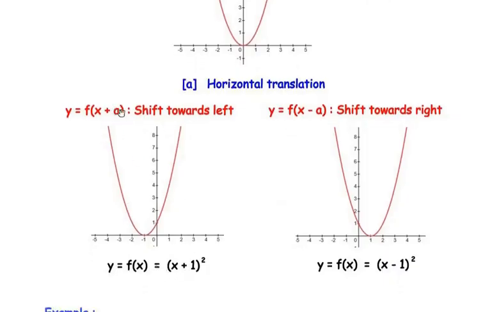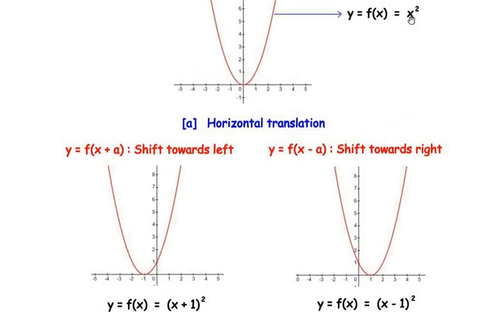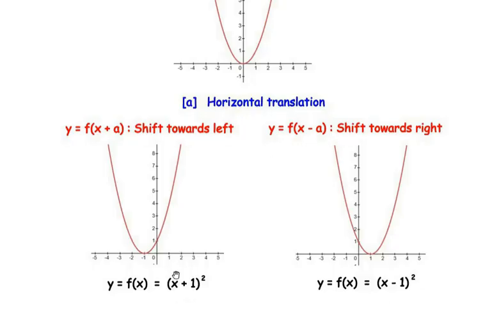So we have taken a as 1 over here. So if I want to shift this original function towards the left, and since I have considered a as 1 over here, my graph is going to shift to the left by 1 unit. So here the new equation becomes y is equal to f of x is equal to x plus 1 the whole square. So original function was x square, I just added 1 to it and the new function became x plus 1 the whole square.